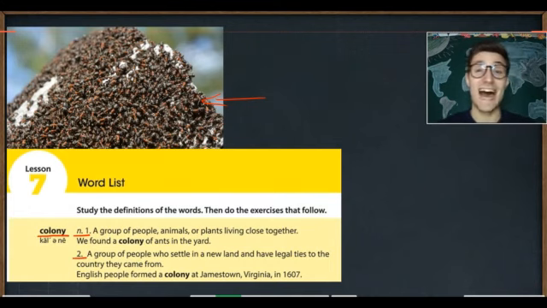The second noun meaning for colony is the name of a group of people who settle in a new land and have legal ties to the country they came from. So this is tricky. There were many colonies a couple hundred years ago. English people formed a colony at Jamestown, Virginia in 1607. So people from England moved to America, Jamestown, and they lived together there. So that's an English colony.